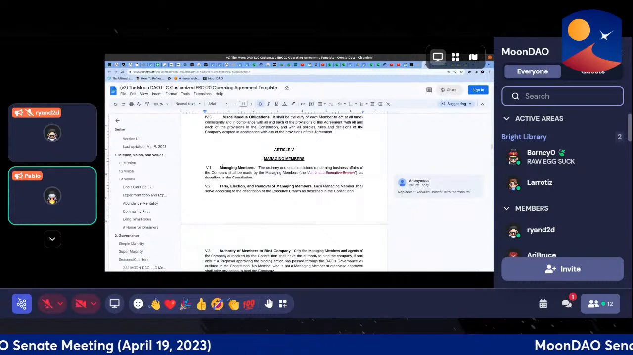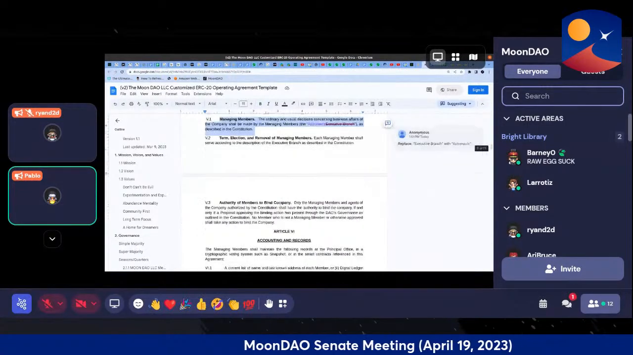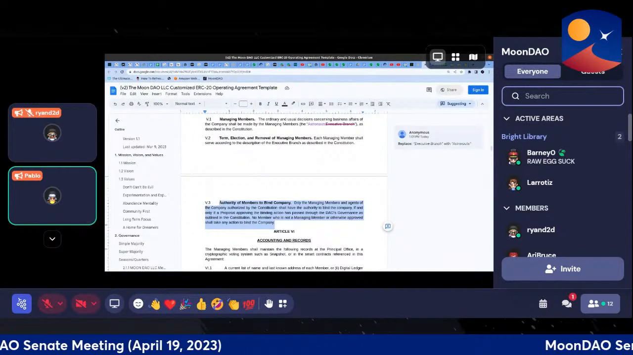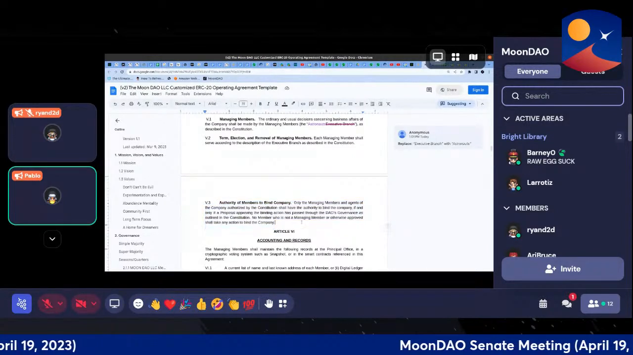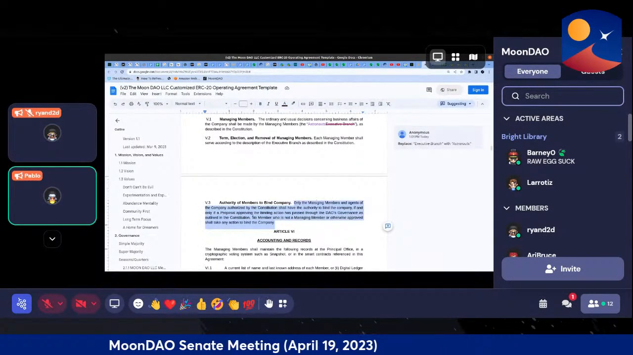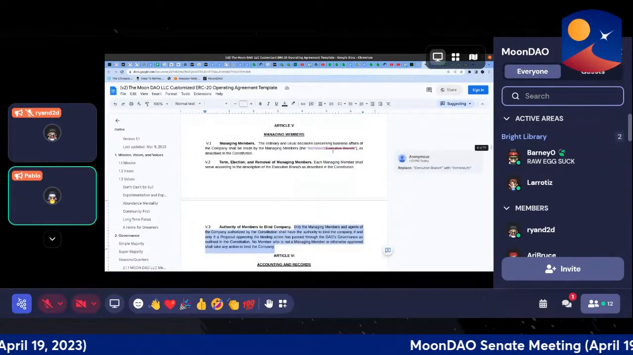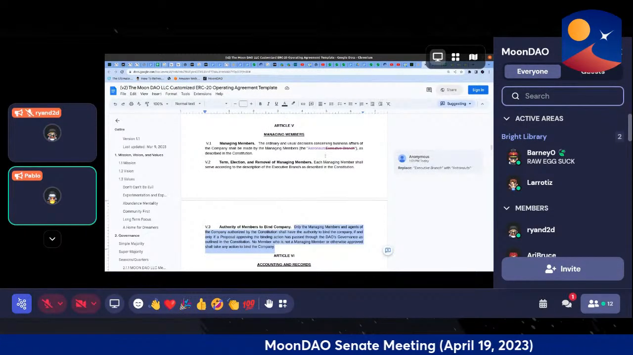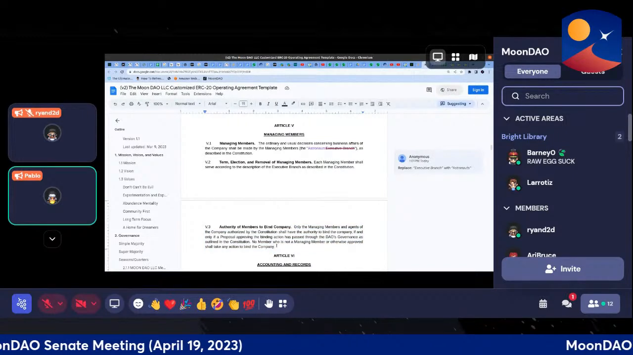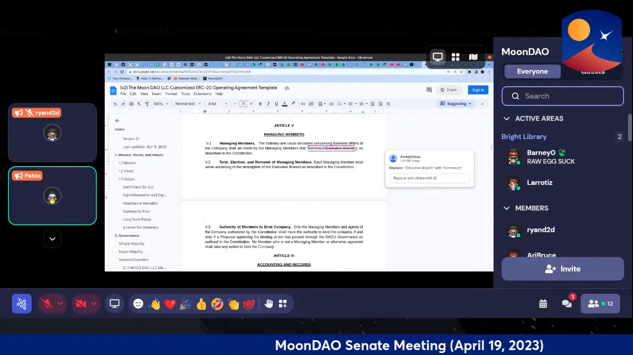However, the only right that the managing members have is the authority to bind the company, like signing contracts on behalf of MoonDAO. But that power is reserved only if a proposal has gone through governance. So it's basically just defining whose name can be on the dotted line. We could define that as being the multi-sig, this executive branch, or we could define it as being the astronauts.